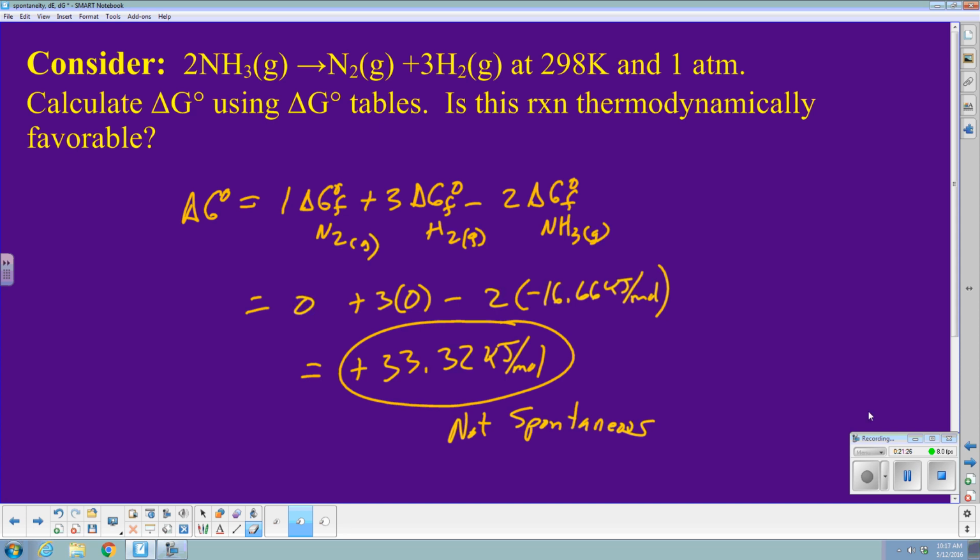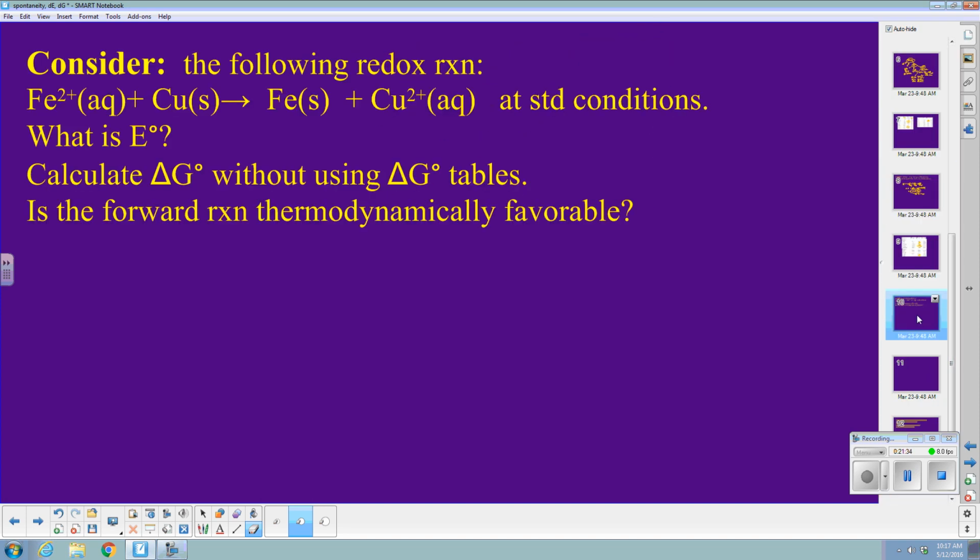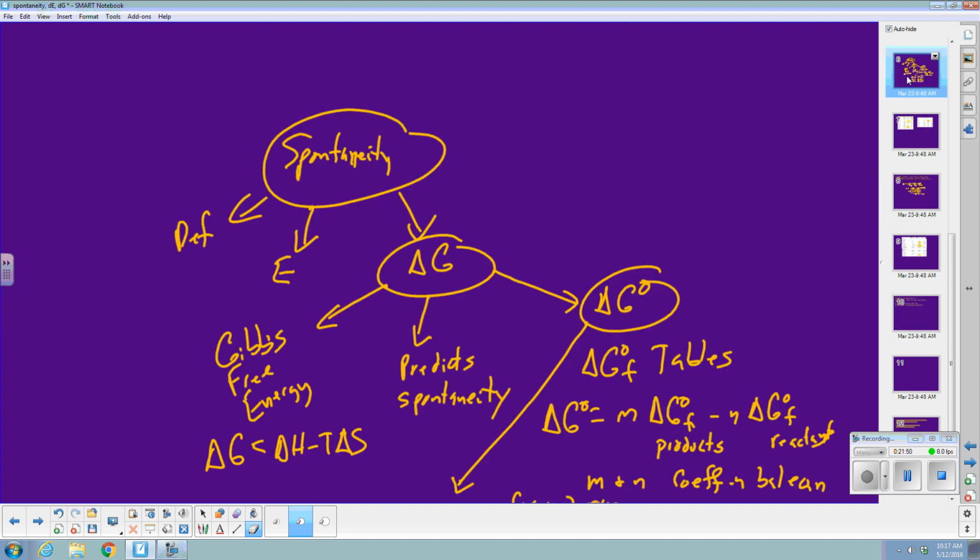That's easy. Moving on, one last thing and we're done. We want to talk finally about the relationship between the two, right? Here's this question. I have a redox reaction, and they want us to calculate our E prime and then get a G prime without using the tables. Okay, let's go back to our notes here.